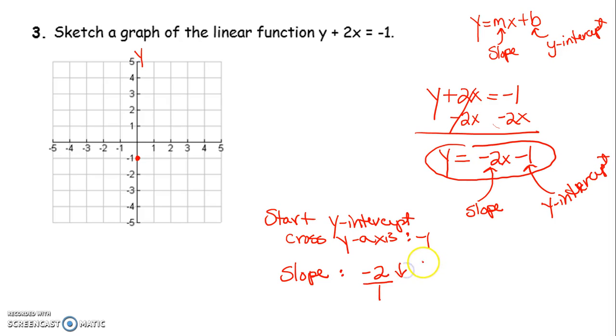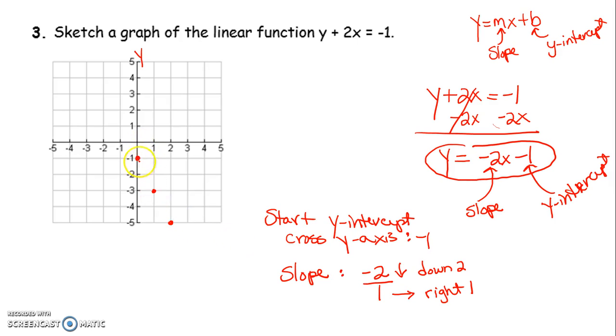That says we'll move down 2 and to the right 1. That's what the slope of -2 tells us. Our pattern of points from the y-intercept will move down 2 and to the right 1. So let's go ahead and do that. We'll be at the y-intercept. We'll move down 2 to the right 1, plot a point. Down 2 to the right 1, plot a point.